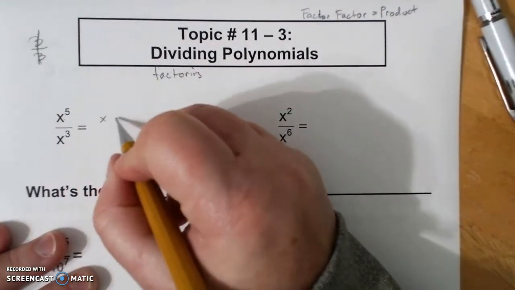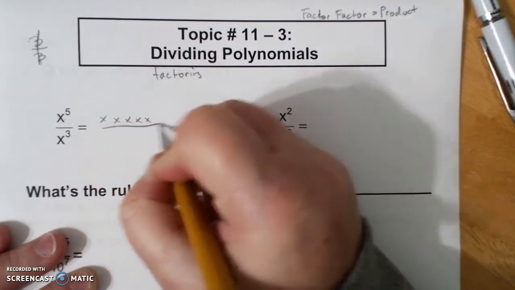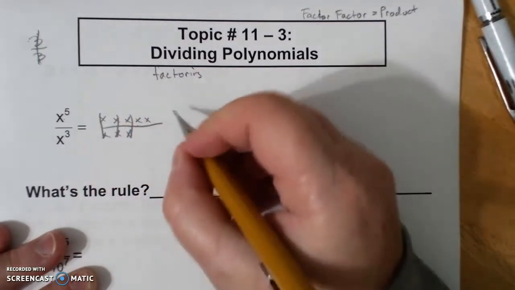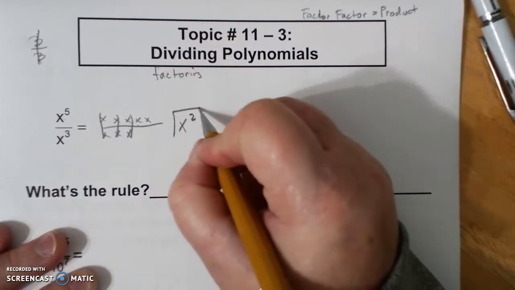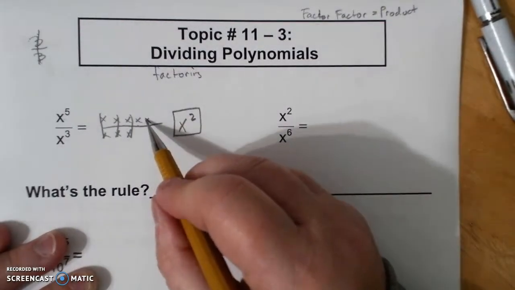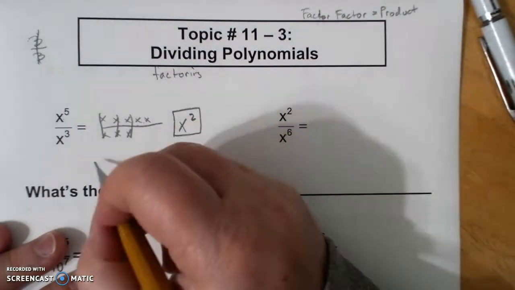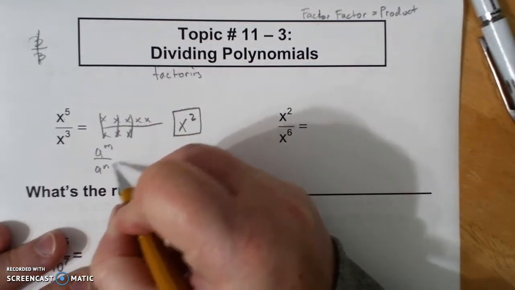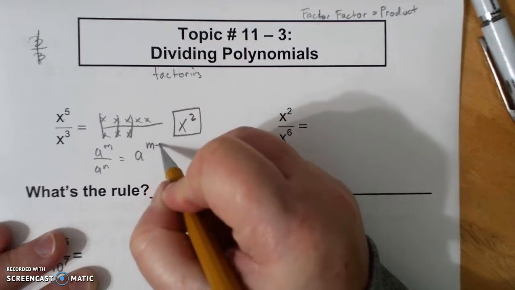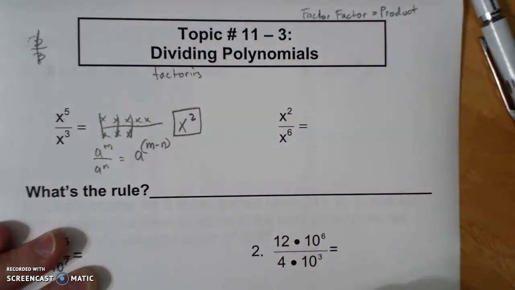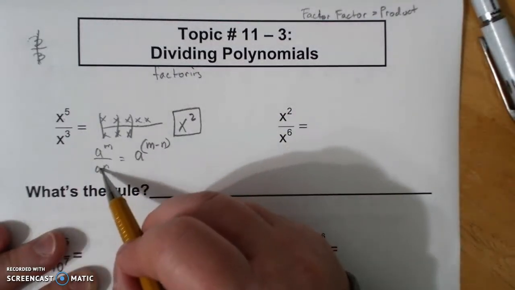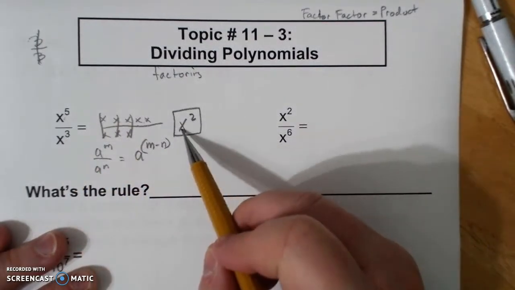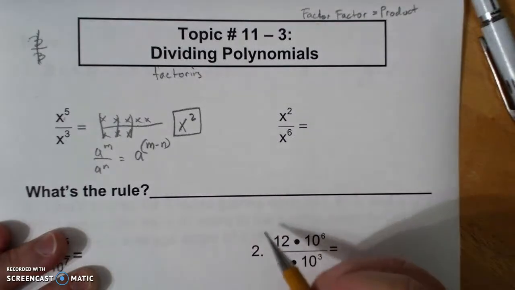So if x to the 5th, 1, 2, 3, 4, 5, over x to the 3rd, cross them all out, you're left with 2 of them, which is x squared, and that's your answer. And they were in the numerator, so they stay in the numerator. This is also the rule a to the m over a to the n equals a to the m minus n, which says like bases subtract exponents. So if you knew the rule, it's 5 minus 3 with a base of x. 5 minus 3 is 2.